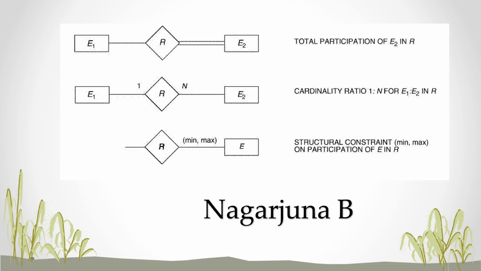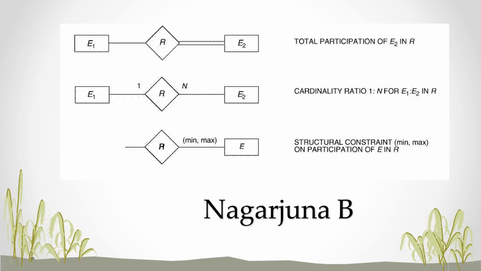Then the third one is the structural constraint (min, max) of participation of E in R. That means the entity E can have a relationship with another entity with a relationship R by having a structural constraint of min, max. That means the minimum number of entities it can participate with in a relationship and the maximum number. So these are the ER diagram notations which we use while drawing an ER diagram for any database.